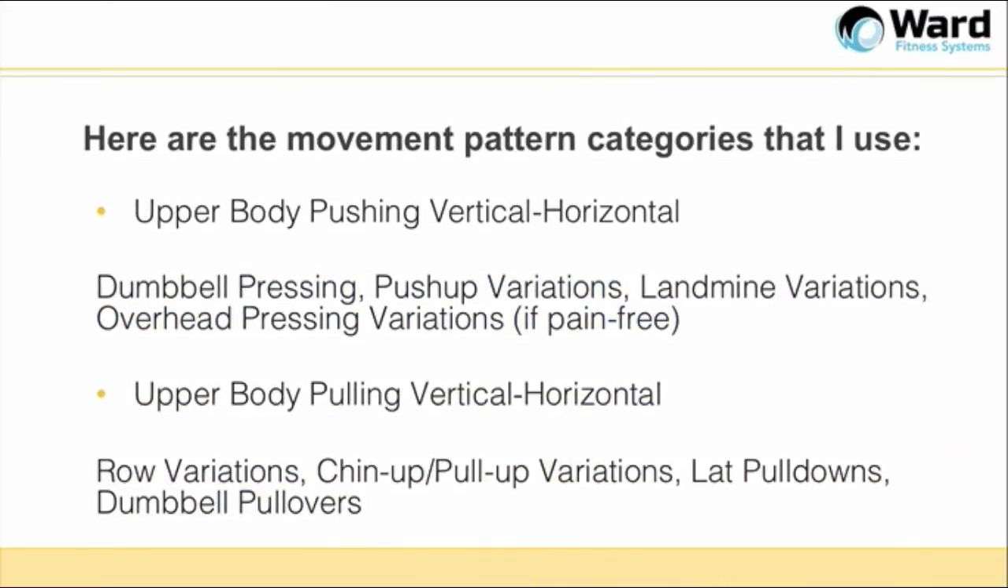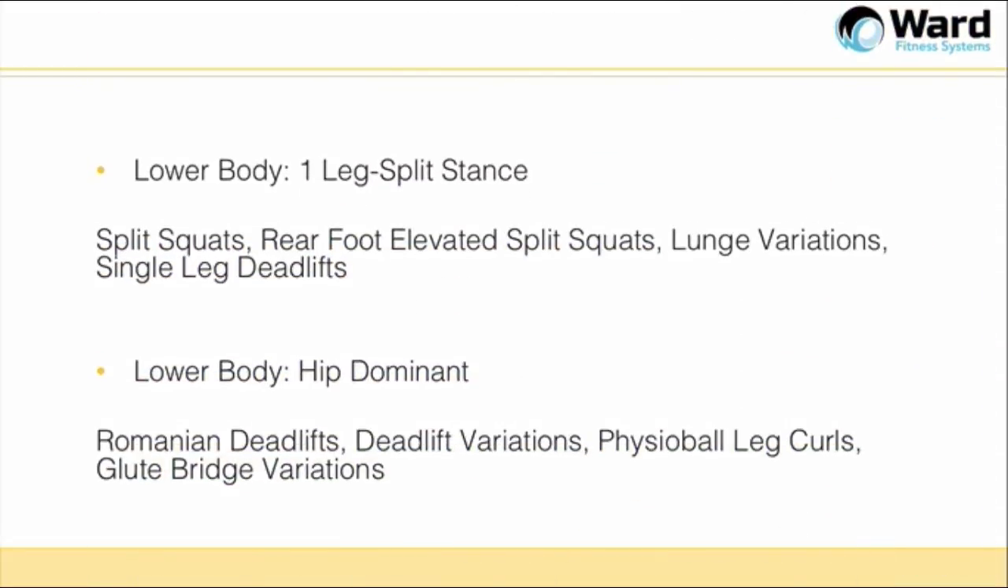All right, so here are the movement pattern categories that I use, and feel free to select an exercise from each category as you're designing your own workout. So upper body pushing, vertical and horizontal. These are your dumbbell pressing variations, push-up variations, landmine variations, and if pain-free, overhead pressing. Upper body pulling, vertical and horizontal. So row variations, chin-ups, pull-ups, lat pull-downs, dumbbell pullovers, half kneeling lat pull-downs, another example. We then move on to lower body, one leg split stance. These are your split squats, rear foot elevated split squats, lunge variations, single leg deadlifts.